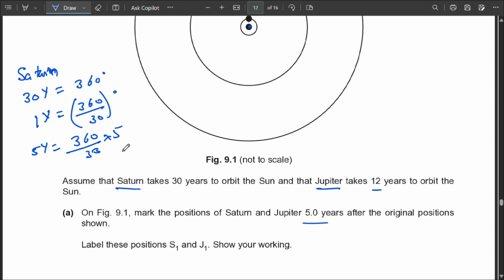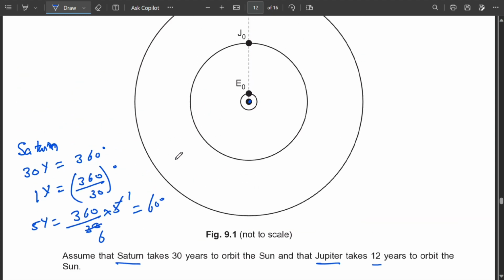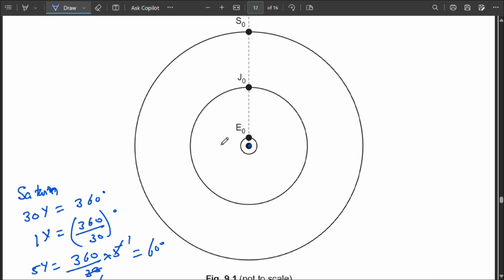If you solve it, this goes 1, this goes 6 times: 5 6s are 30, and 6 6s are 36, so 60 degrees. I'm doing it with a rough hand, but please use a protractor. With the protractor, you make an angle of 60 degrees. This will be the position of Saturn, so this is 60 degrees for Saturn.